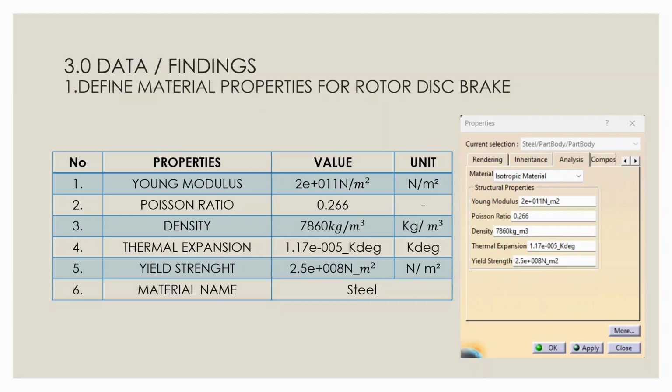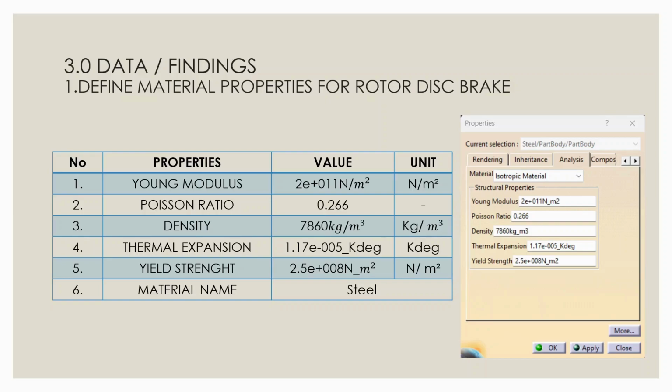This is data finding for our group. First, define material properties for rotor disc brake. For number 1, properties for Young's modulus. As you can see, we got 2e+11, which is unit in Newton per meter square. Second, for Poisson's ratio, we get 0.266. The third one is density. The value is 7,860 kilogram per meter cubic.